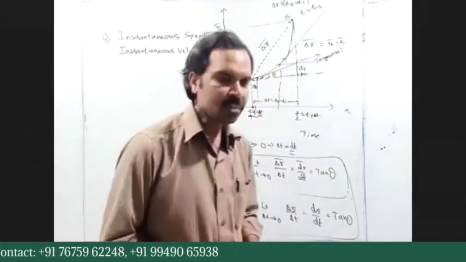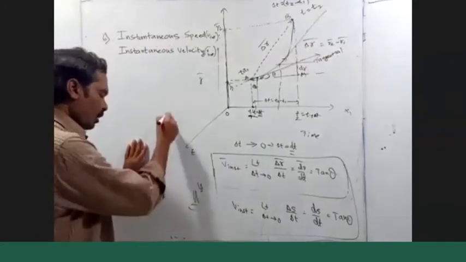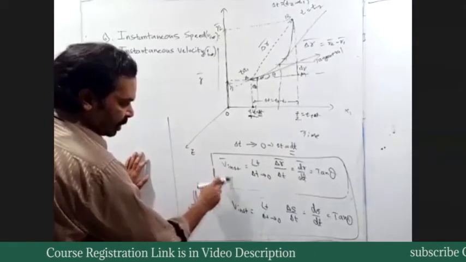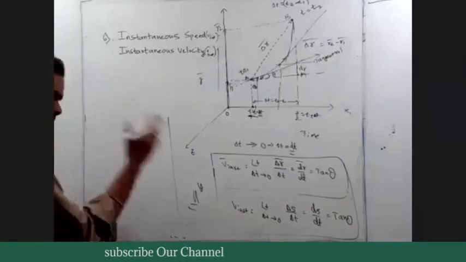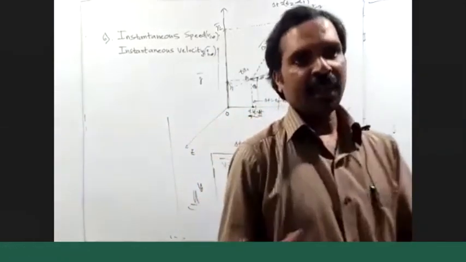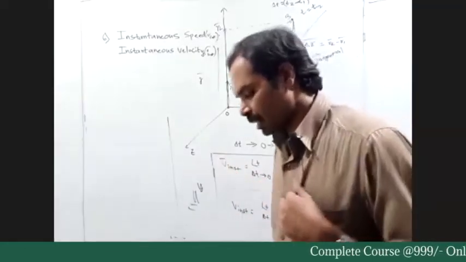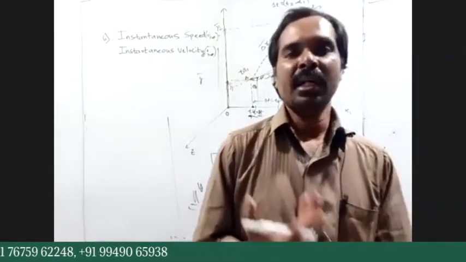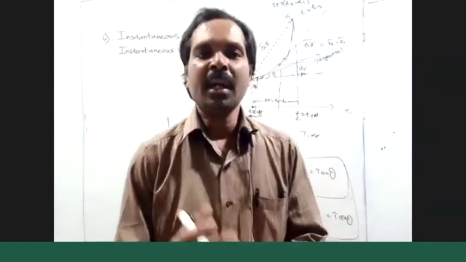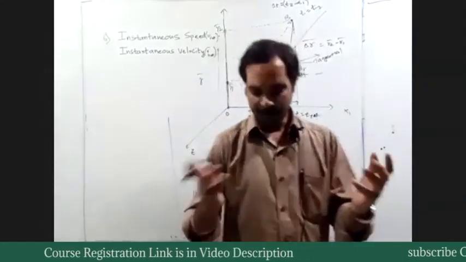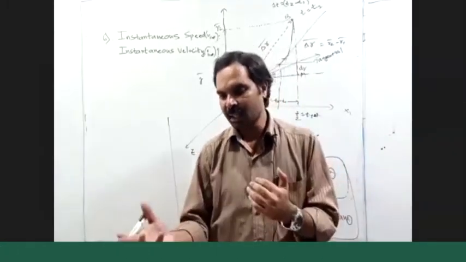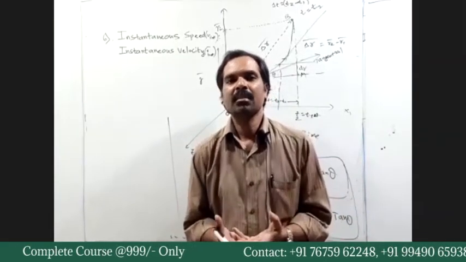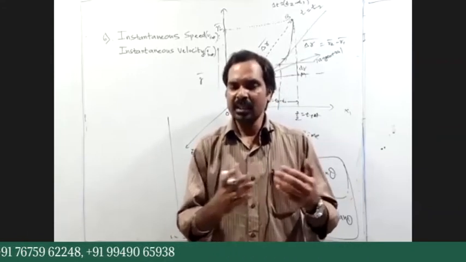And there is one more difference you have to observe, one more important point about the instantaneous velocity and instantaneous speed. This is the instantaneous velocity expression, this is the instantaneous speed expression. And there is one more important common factor between the instantaneous speed and instantaneous velocity. You know, average speed and average velocity may or may not be equal. When you compare the average speed and average velocity, the average velocity may or may not equal the average speed. They are equal when the body is moving in a straight line.